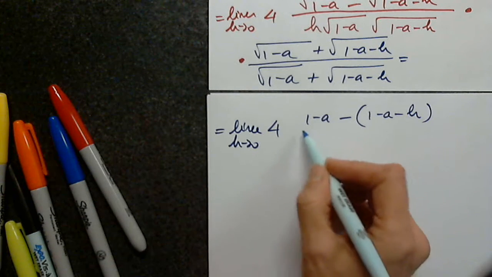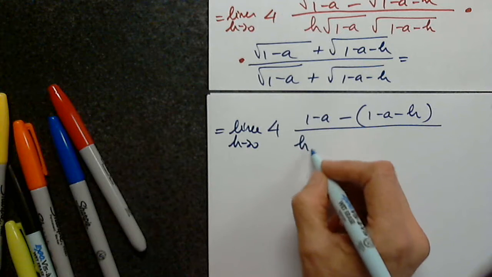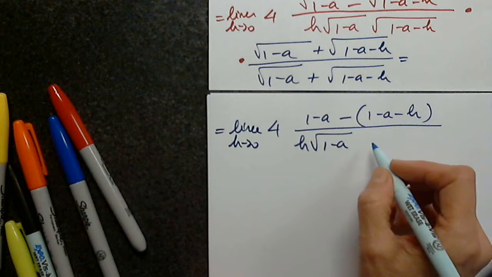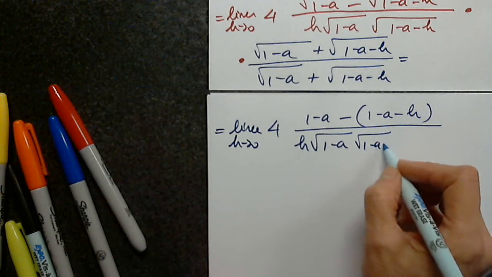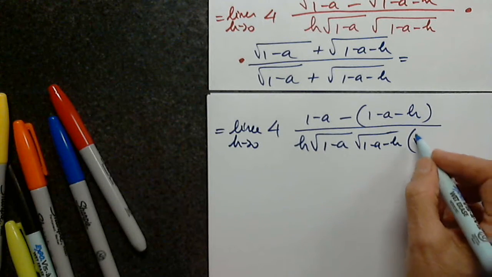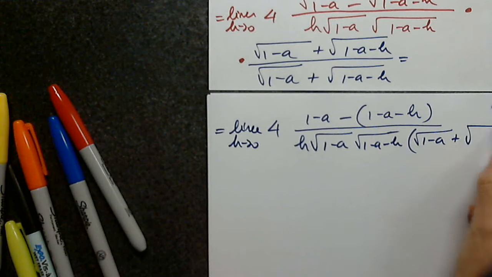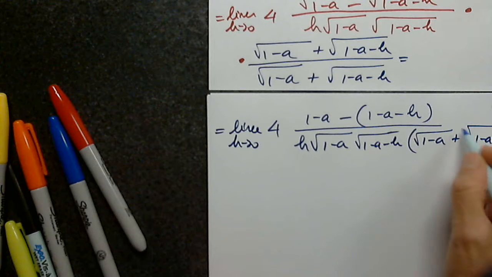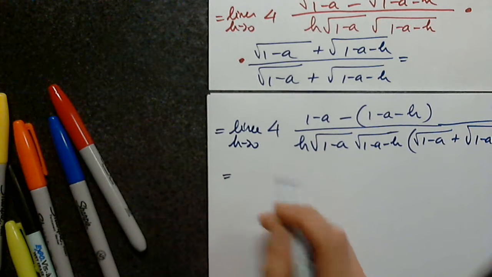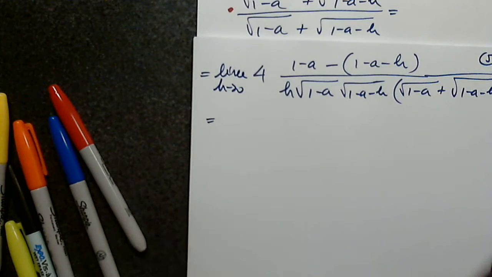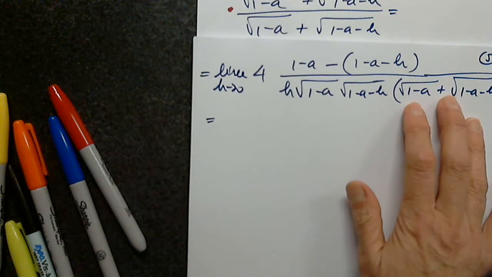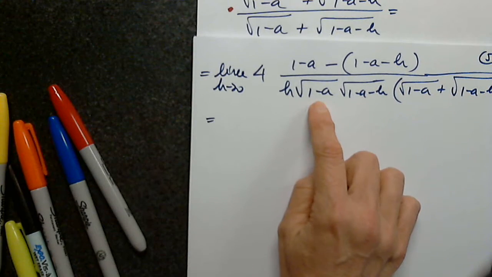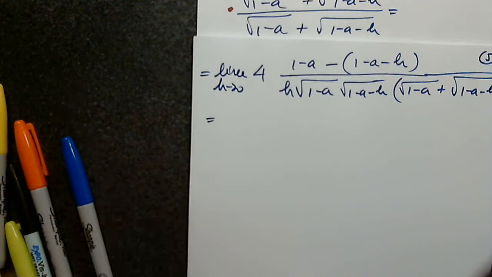Very good, perfect. So this is h, the square root of 1 minus a, the square root of 1 minus a minus h, and the square root of 1 minus a plus the square root of 1 minus a minus h. Yep. Good. That's okay. It's really nothing. Those are friendly. This is friendly. This is friendly. This is friendly. No problem there.